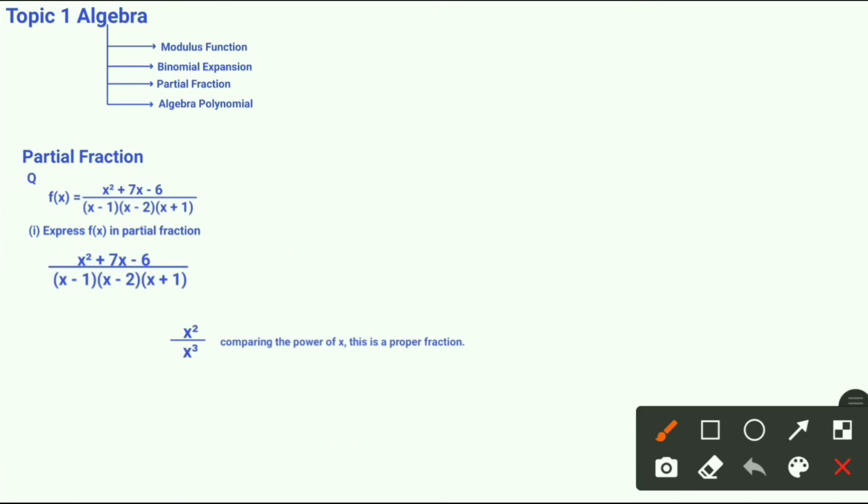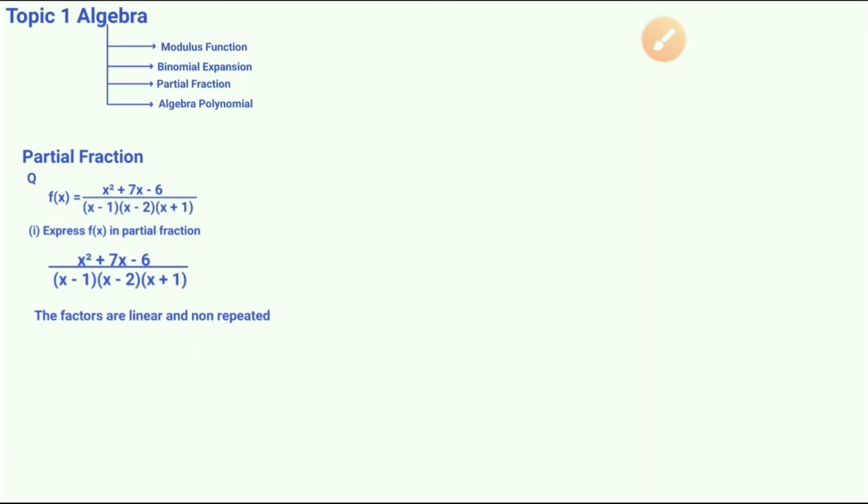Question 2. Express this in partial fraction. So what kind of factors does it have? It has linear and non-repeated factors, that's one thing. And the second thing is, it is a proper fraction, because 2 upon 3, right? The factors are linear and non-repeated.